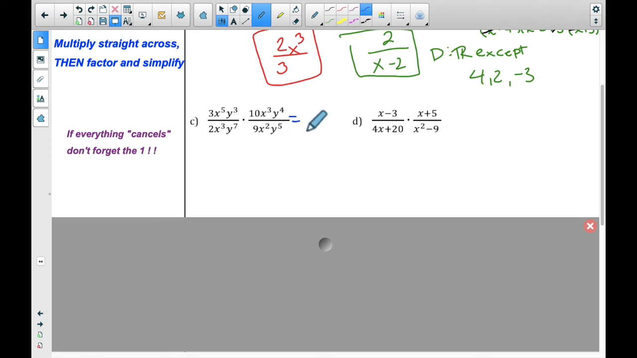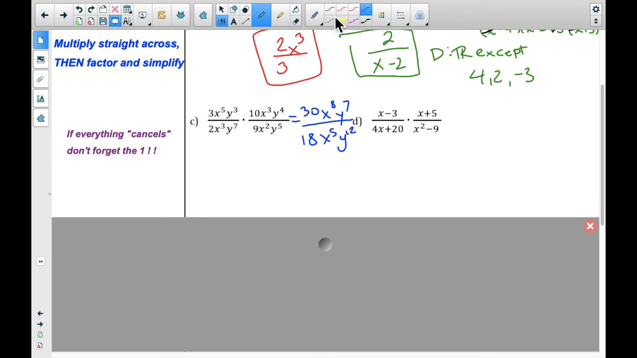So let's go straight across. It's going to give me a 30 and x to the 8th and y to the 7th. Denominator is going to be 18, x to the 5th, y to the 12th. Okay, could I have canceled stuff inside there? Yeah, of course. But I'm going to simplify my life and go right across and then simplify later.